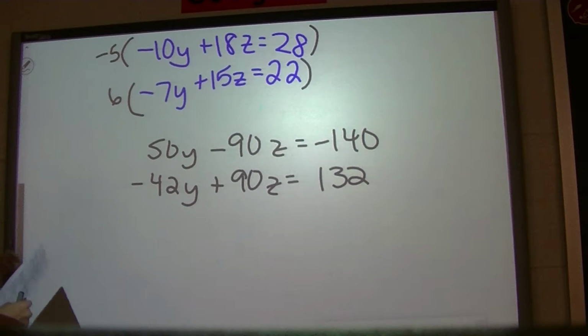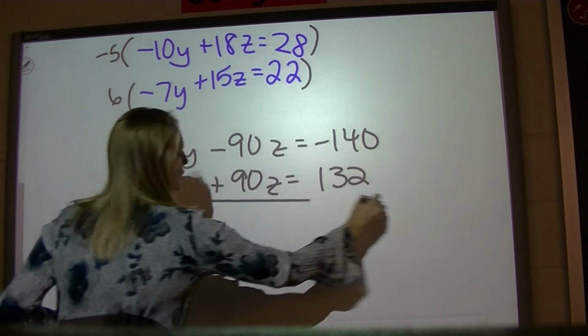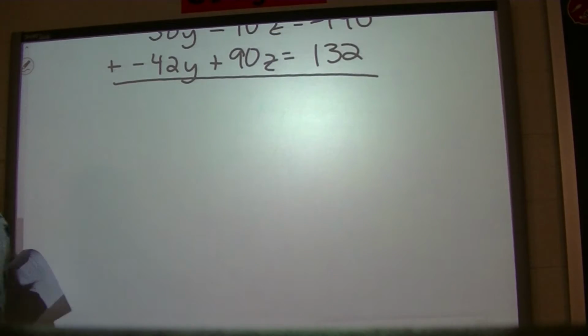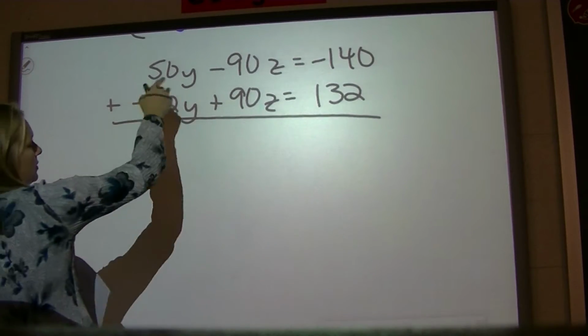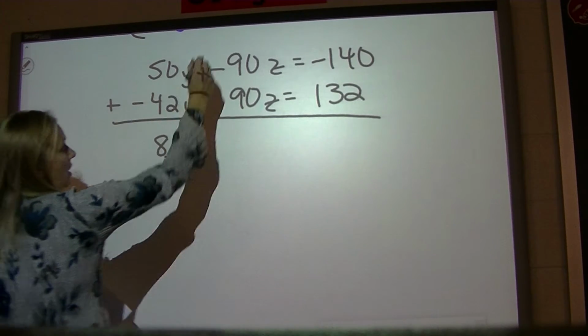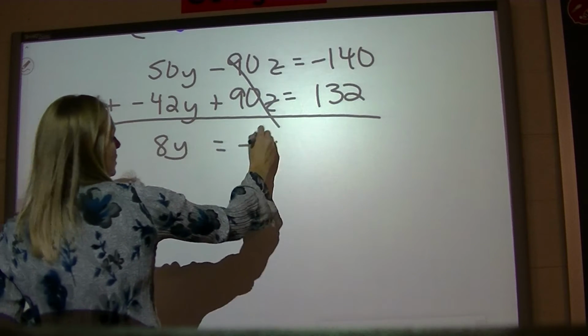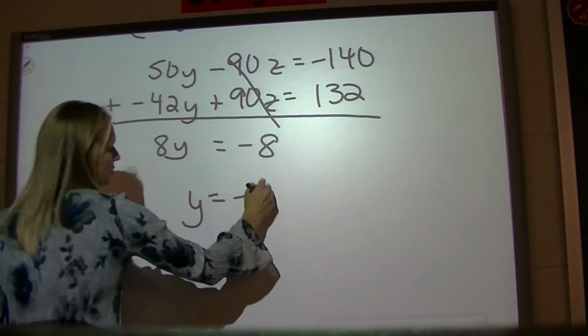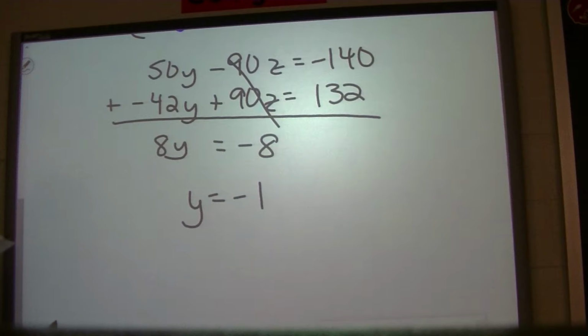Okay, and then we can add, because if you notice my z's will eliminate. So 50y plus negative 42y is 8y. The z's cancel, and we're left with negative 8. So we get y equals negative 1. Great, I have one solution.